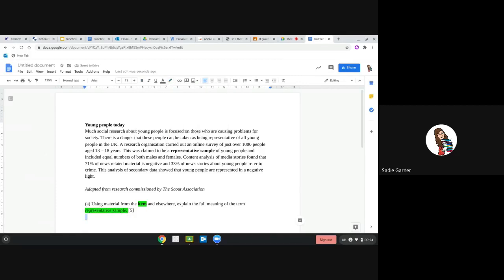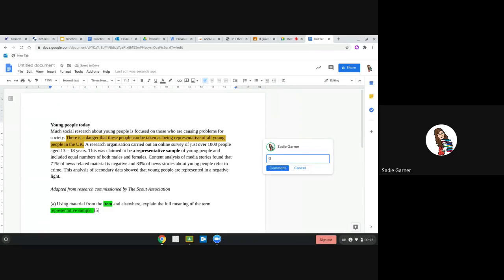So the first thing I'm going to do is read the item. Much social research about young people is focused on those who are causing problems for society. Nothing about representative sample in there. There is a danger that these people can be taken as a representation of all young people in the UK. Okay, so media reporting. There's a danger that it's taking as a representation of all young people in the UK. So there's a hint there at generalizability.